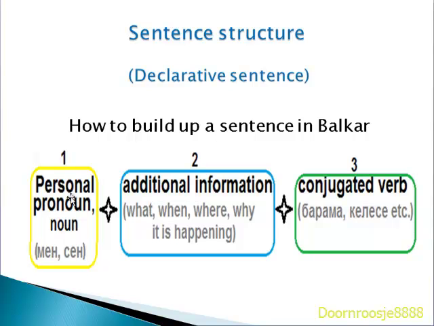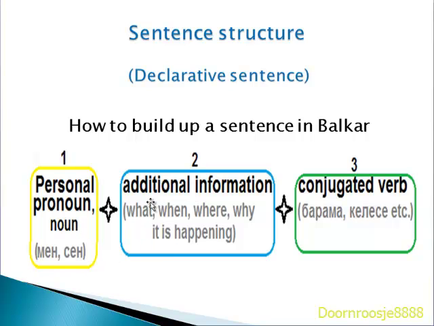So here is the third part, sentence structure. We're going to talk about declarative sentences. So how to build up a sentence in Balkar? You'll have to follow the next scheme. So personal pronoun, or it can be a noun, like min, sin.